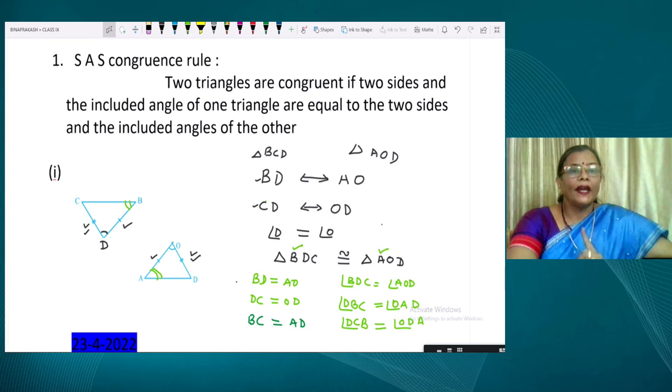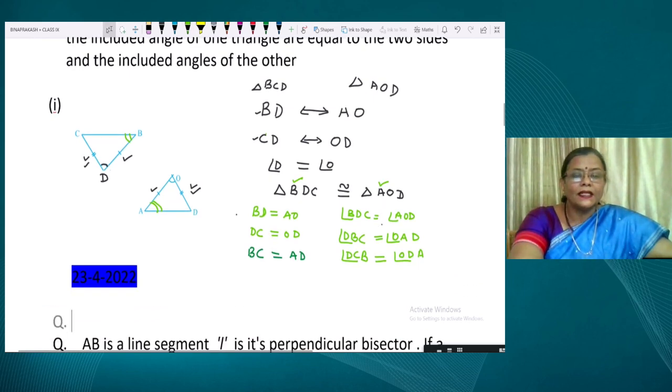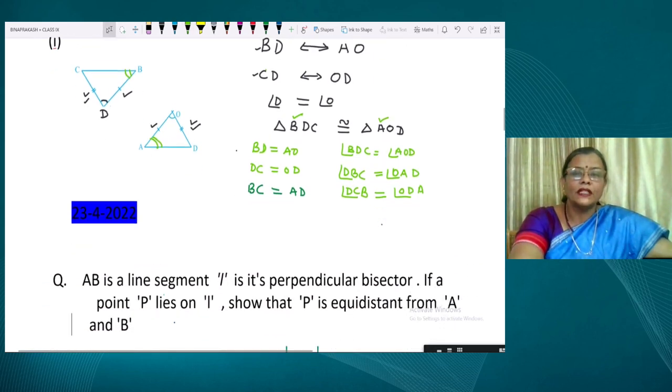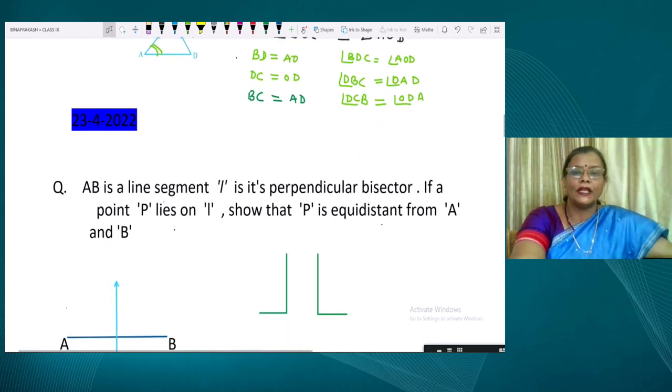So if in two triangles, two sides and the angle between them are equal, the two triangles will be congruent. And we can write this result based on this congruence. Is that clear? So today I'll start with the next video. Some of this part was discussed in the last one. Now I'll take up a question based on it.